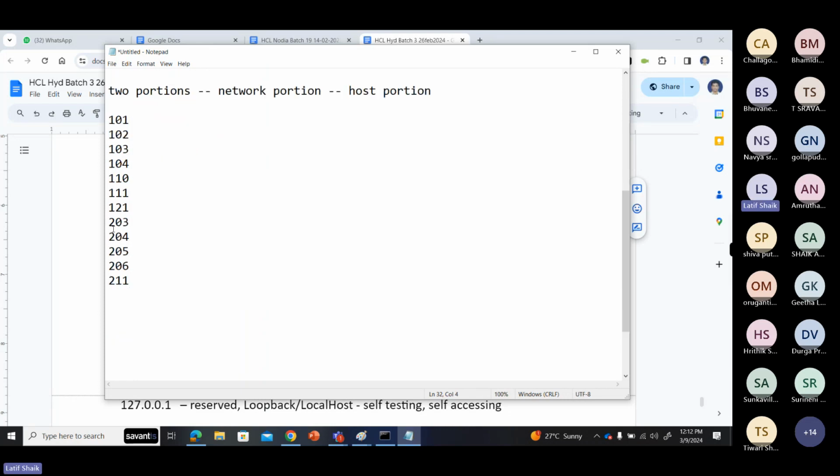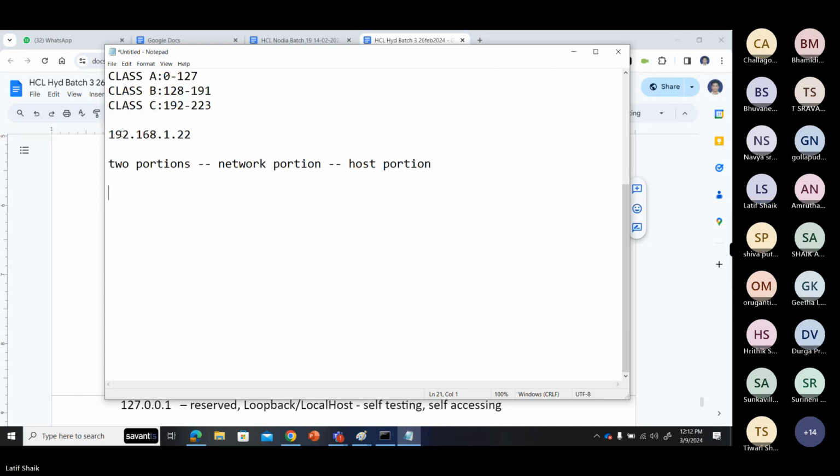So what does this mean? This belongs to the second floor, and this belongs to the first floor. We divide the first floor and second floor based on the floor number, right? The same way, in the IP address, we divide it into a host portion and a network portion. The host portion represents the host number, and the network portion represents which network it is.